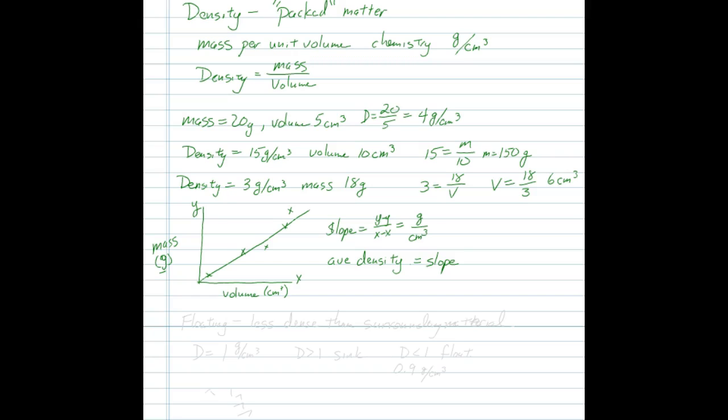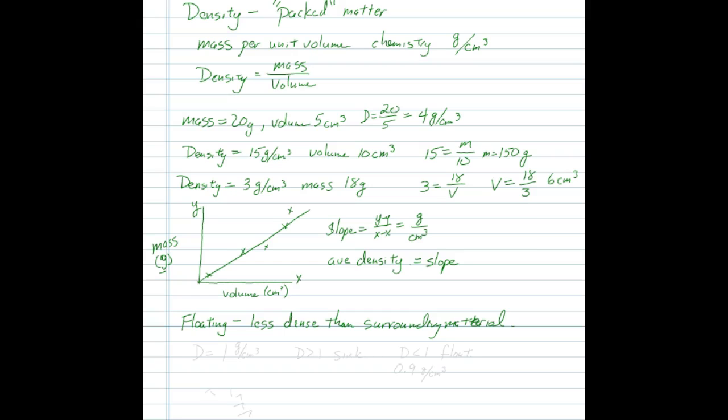Floating in layers. Sometimes the reason something will float is that it is less dense than the surrounding material. So if you have a hot air balloon, it floats because hot air is less dense than the cold air. Helium balloons float, same reason.